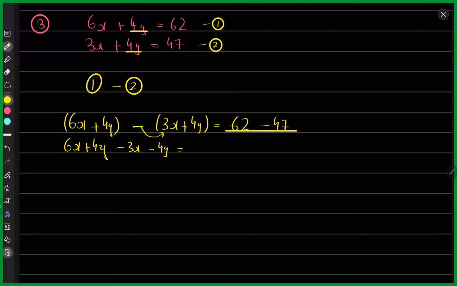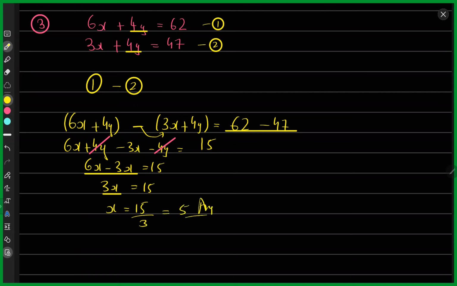Now you can just do it directly. This would give you 15, and this is the point where I can just eliminate one of the two variables, and that is y. So I can cancel positive 4y and negative 4y, and I'm left with x only. 6x minus 3x is equal to 15. The difference is going to be 3x equals 15 and 3 is being multiplied by x, so it would be divided on the other side. So x is equal to 15 divided by 3 and that is going to be 5. So this is going to be the answer.